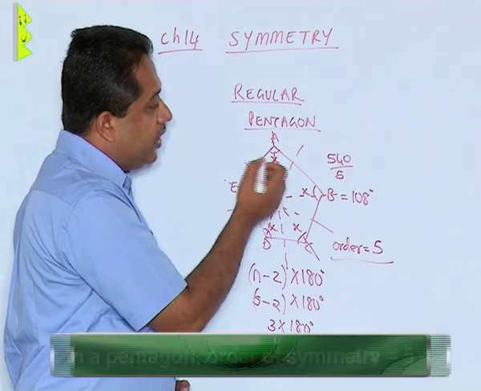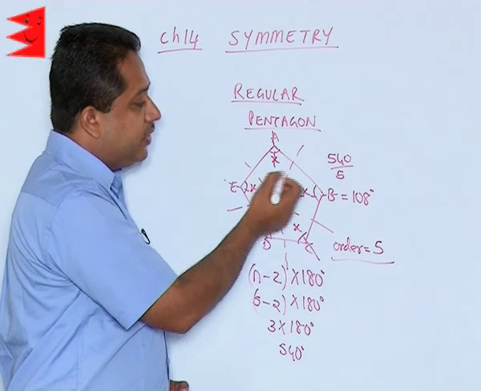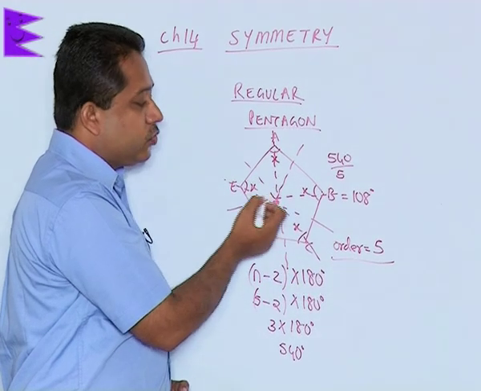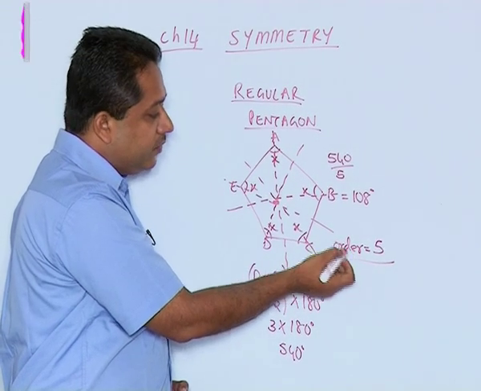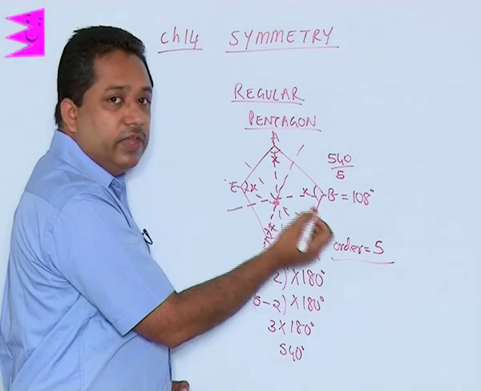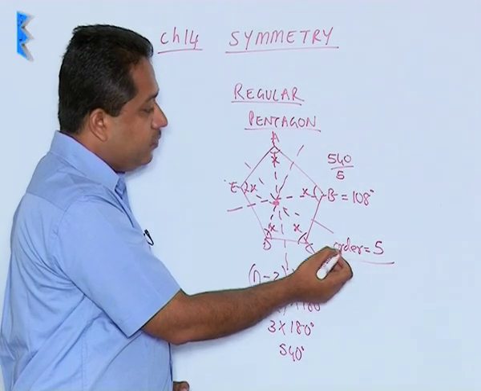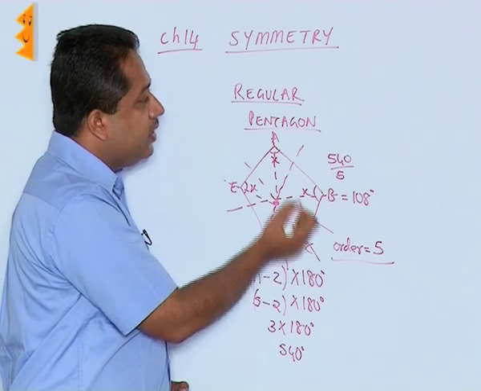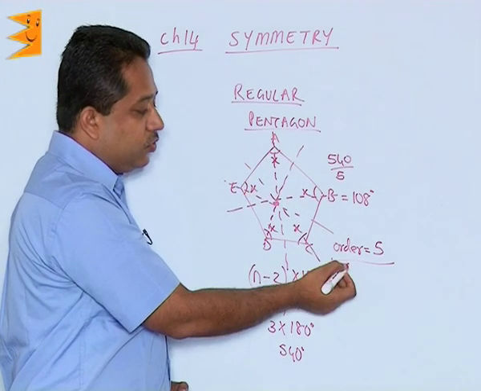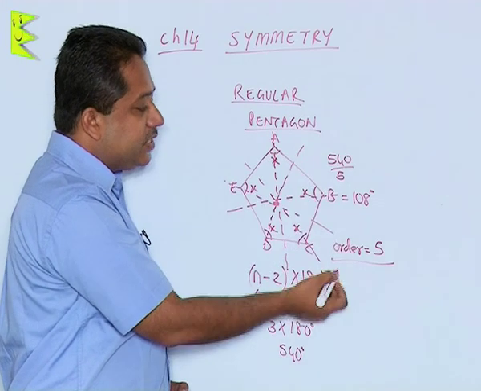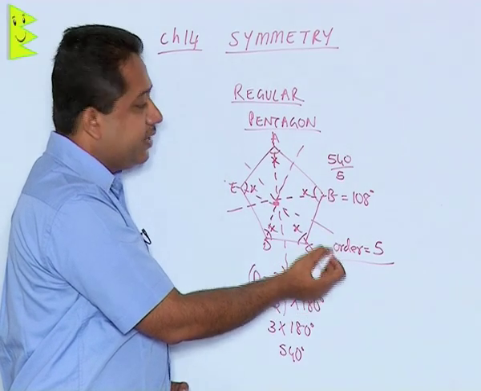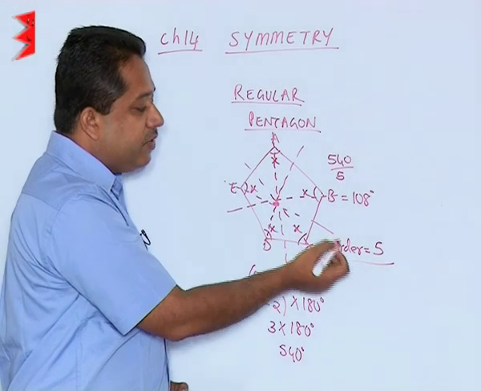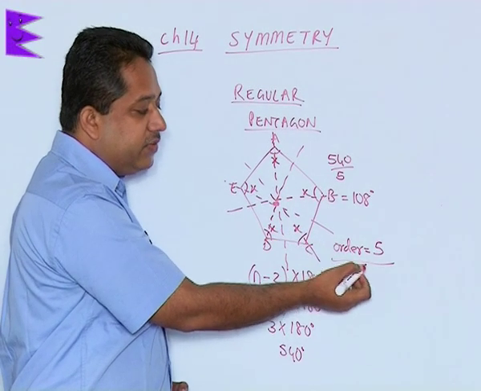So order depends on the figure. If there is a 5-sided figure, we saw that the order is 5. In a square we saw that the order is 4. In an equilateral triangle we saw that the order is 3. So the order depends on the number of sides of the figure. It's a regular pentagon, so order is 5. Similarly we can see for a hexagon. A hexagon has got 6 sides which are equal, and therefore we will find that the order is also increasing to 6.